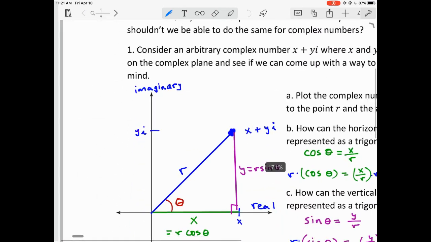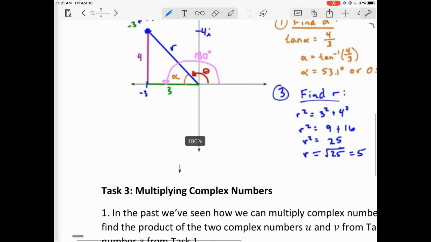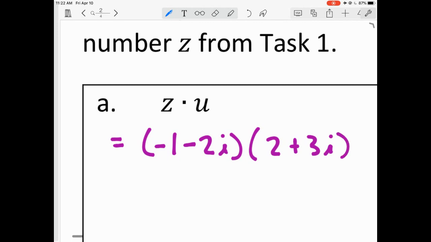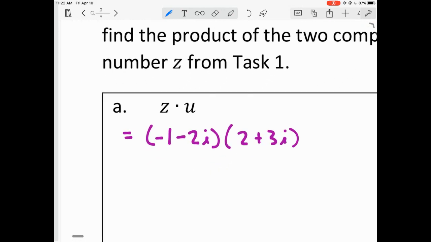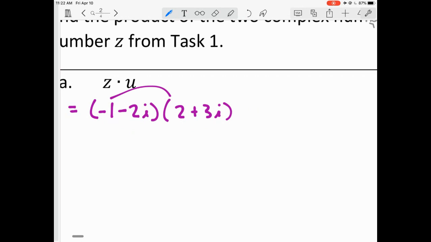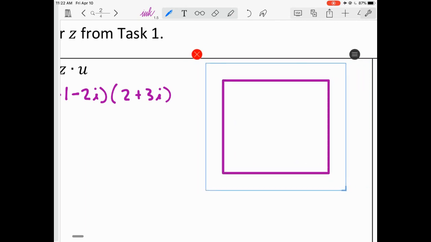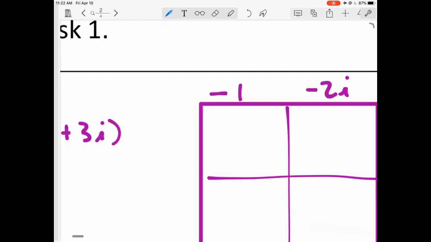Well, z, going back to the first page, is negative 1 minus 2i, and u is 2 plus 3i. Let me double check just to make sure that I said u correctly. 2 plus 3i. And multiplying complex numbers in this form is basically the same thing as multiplying binomials. You can distribute, or I like to use a box to organize my thoughts. So I will draw the box here, not a circle. First number was negative 1 minus 2i. Next number is 2 plus 3i.